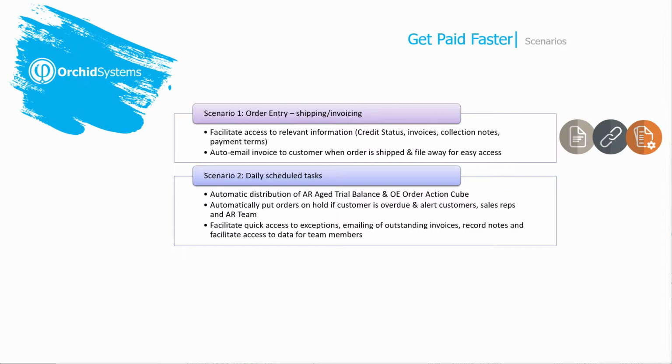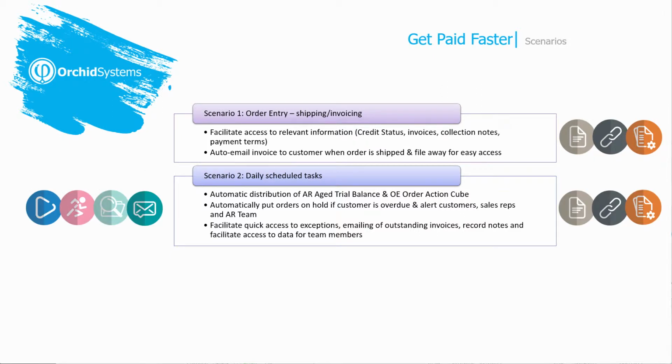And we're also going to show how we can facilitate quick access to these exceptions or data, and how we can quickly email outstanding invoices, record notes, and facilitate the access to these notes that are being recorded for all team members as they need them. And to do this, we're going to use Notes, Document Management Link, and Extender, but we're also going to use Process Scheduler, Report Runner, Info Explorer, and our Email Smart Link.